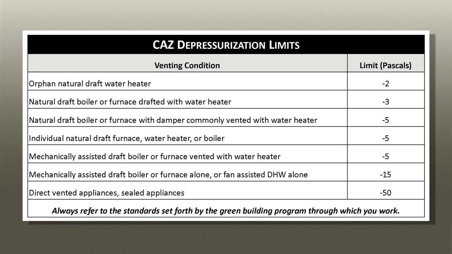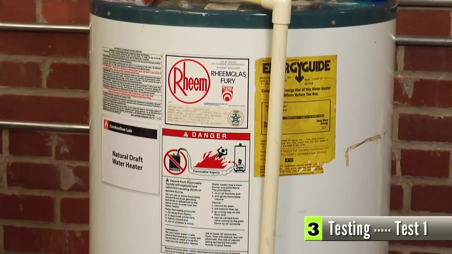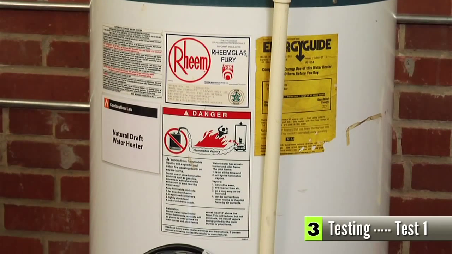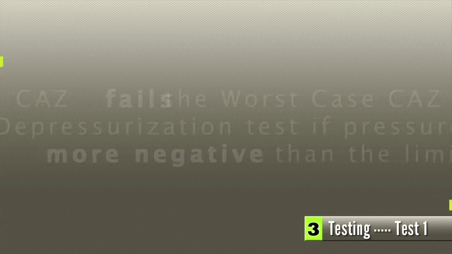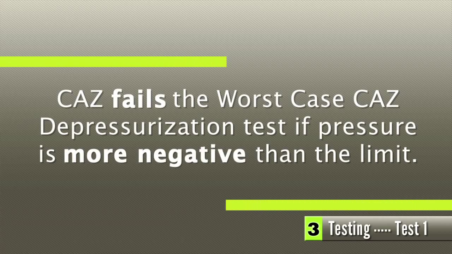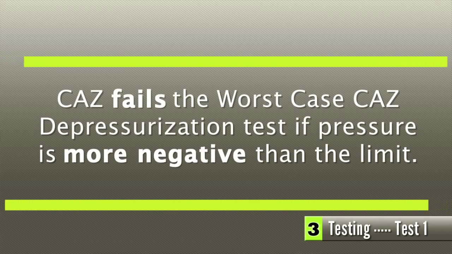In order to use this chart, you'll need to know the type of appliance that you're testing. So here we have a natural draft water heater vented alone. The CAS fails the worst case CAS depressurization test if the net worst case depressurization is more negative than the limit listed on the chart. Keep the CAS under worst case depressurization conditions for the remainder of the testing. This is important. It has to pass all of these tests while it's still under worst case conditions.